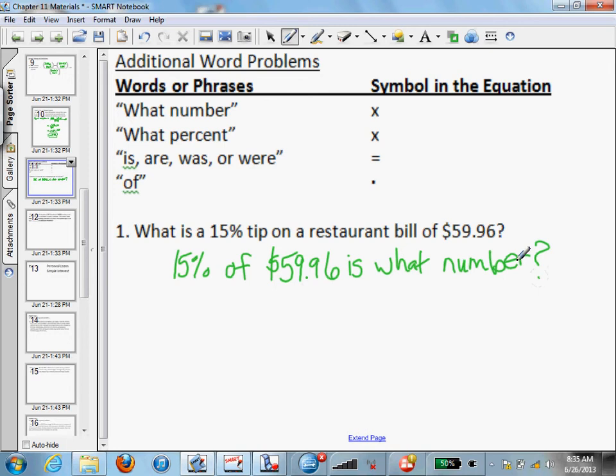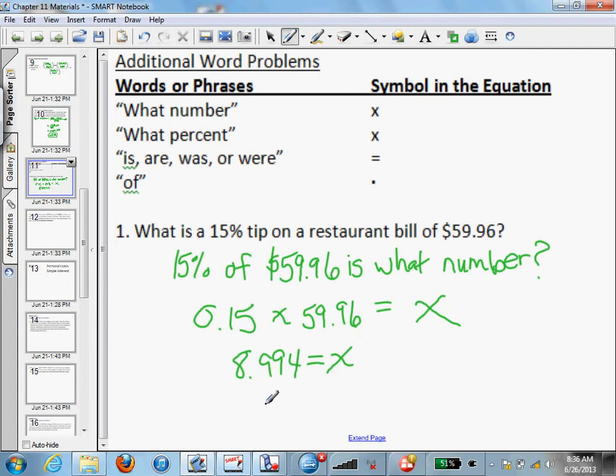Well, now that we can gather this sentence from the original problem, we can just translate now that 15% is 0.15. Of tells us to multiply. That's a multiplication, not a variable. Our amount of the bill, which is 59.96, is our equals sign, and what number is the variable. So now if we simplify this multiplication right here, we get 8.994 equals x. And what does that mean? That means that the amount of money is going to be $8.99. I'd probably just go ahead and leave $9 though, so I didn't have to leave that much change.